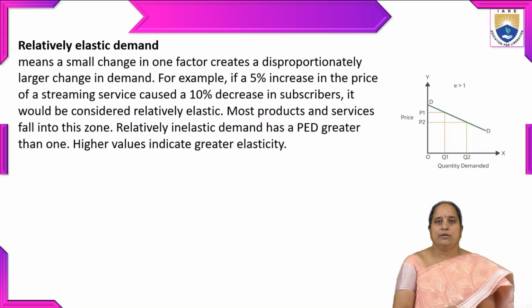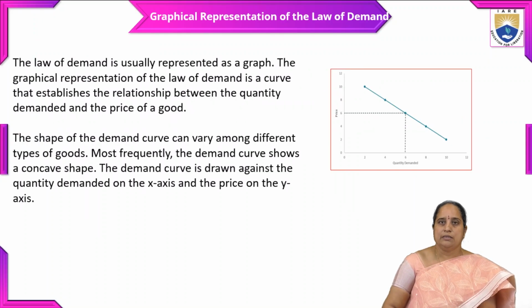Then comes relatively elastic demand. It means that a small change in one factor creates a disproportionately larger change in demand. For example, if a 5% increase in the price of a streaming service causes a 10% decrease in subscribers, it would be considered relatively elastic. Most products and services fall into this zone. Relatively elastic demand has a PED greater than 1, and higher values indicate greater elasticity.